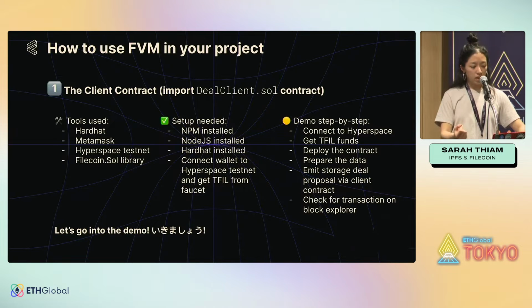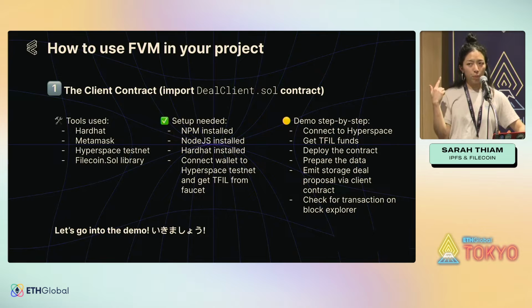Setup that you'll need if you want to build it out later on: npm, Node.js, Hardhat, and then I think the new component here is connecting your wallet to the Hyperspace testnet and getting some test FIL to use as part of your project. So we'll go through the demo. What we'll do for the demo is, one, I'll show you how to connect your wallet. It's super easy. We'll get some funds from the faucet, and then we'll deploy the contract.